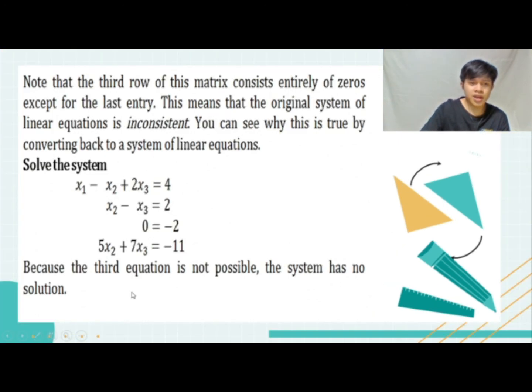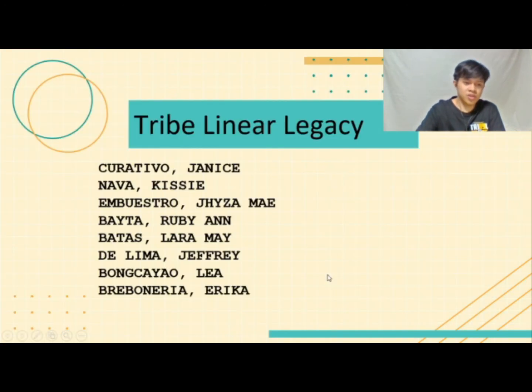So the x sub 1, x sub 2, and x sub 3, we can no longer see in this part, because this is x sub 1 is 0, 0, 0, 0. Okay, so x sub 1 minus x sub 2 plus 2x sub 3 is equal to 4. x sub 2 minus x sub 3 is equal to 2. So 0 is equal to negative 2. And then the last one is 5x sub 2 plus 7x sub 3 is equal to negative 11. So because the third equation is not possible, the system has no solution.